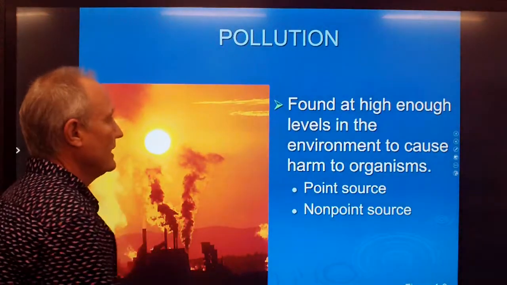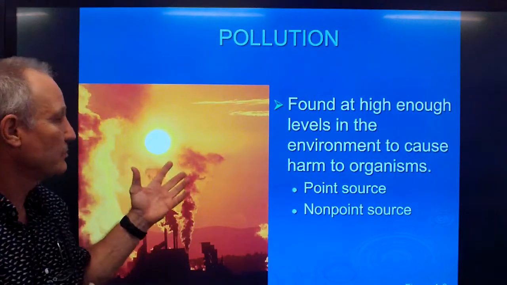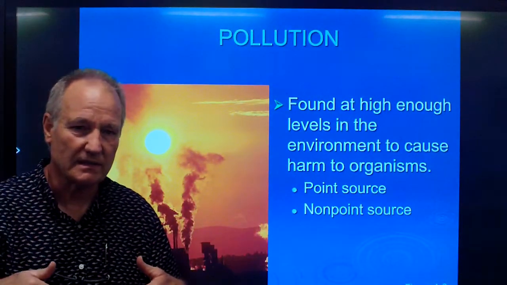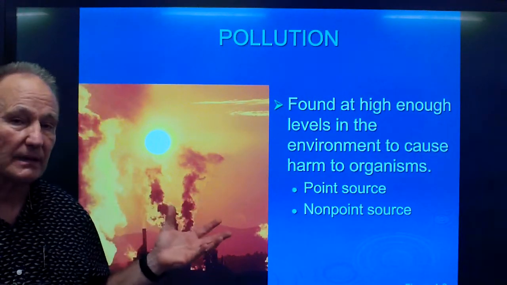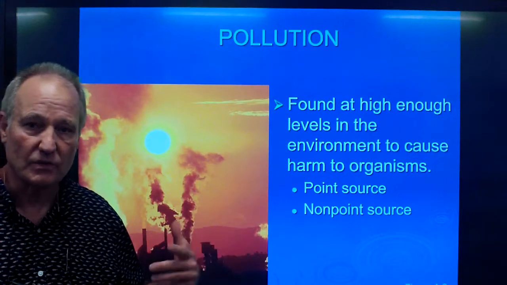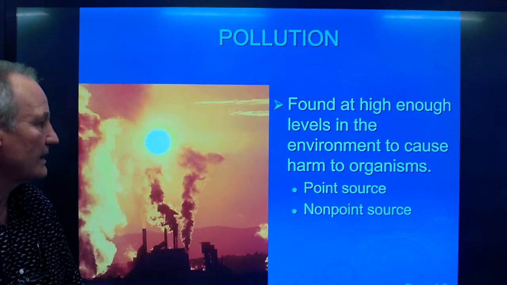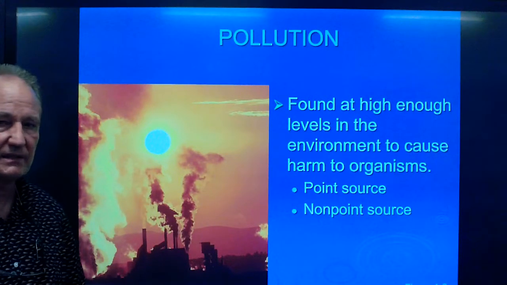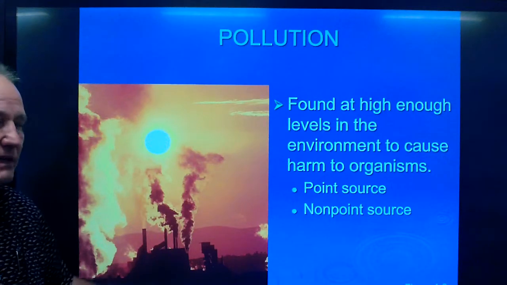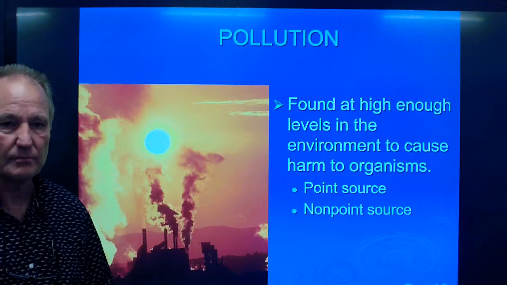Okay. So, next major idea is pollution. If we're using these non-renewable resources, what's happening to the waste from using those resources? They come out as pollution. And if they're found at high enough levels in the environment, they're going to cause harm to organisms existing in the environment. And there can be 2 major types of pollution, point source and non-point source pollution.